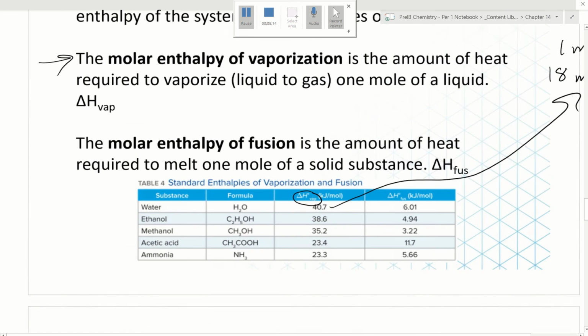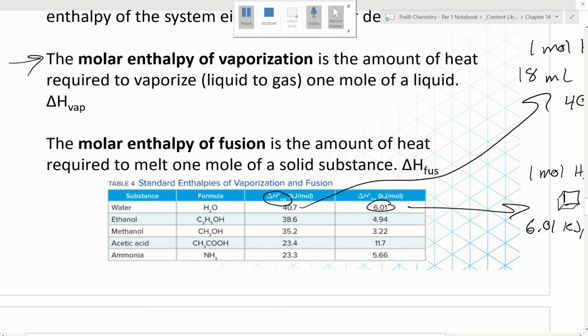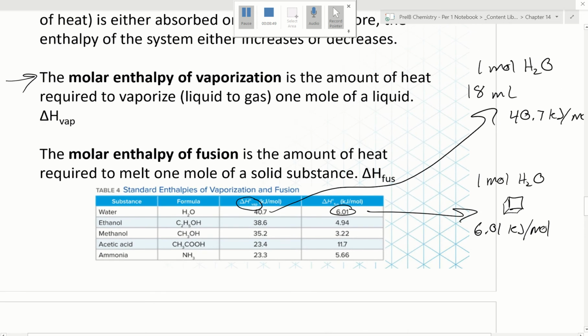The molar enthalpy of fusion is the amount of heat required to melt 1 mole of a solid substance. So if I had 1 mole of H2O as ice, as a block of ice, then it would take 6.01 kilojoules per mole to melt it into the liquid state. So we can actually use these values to help us determine how much energy would be required to turn liquid water into steam or turn ice into liquid water.